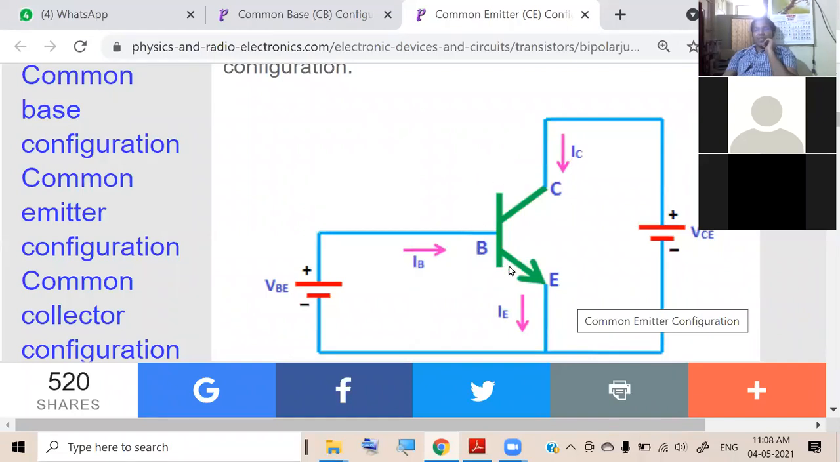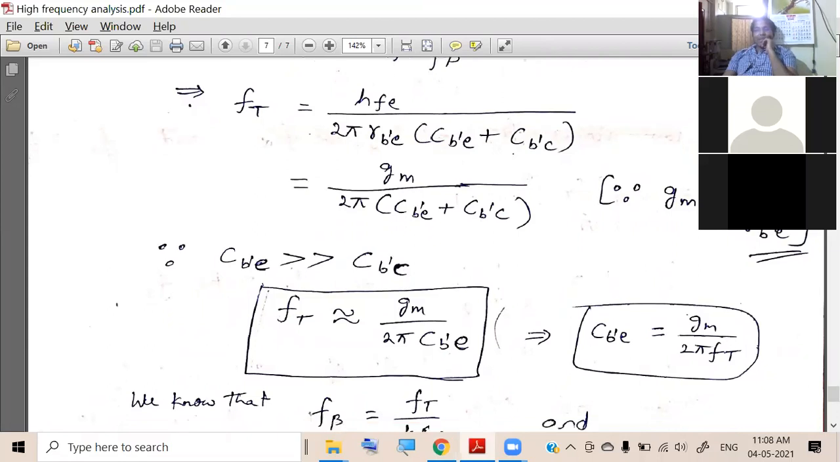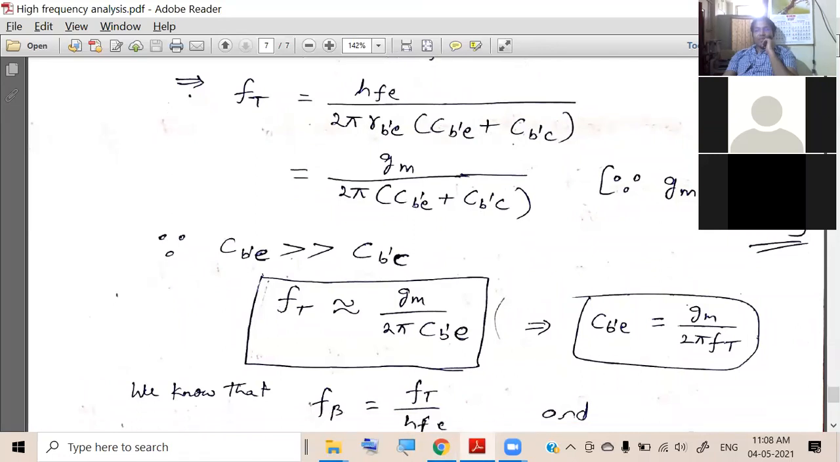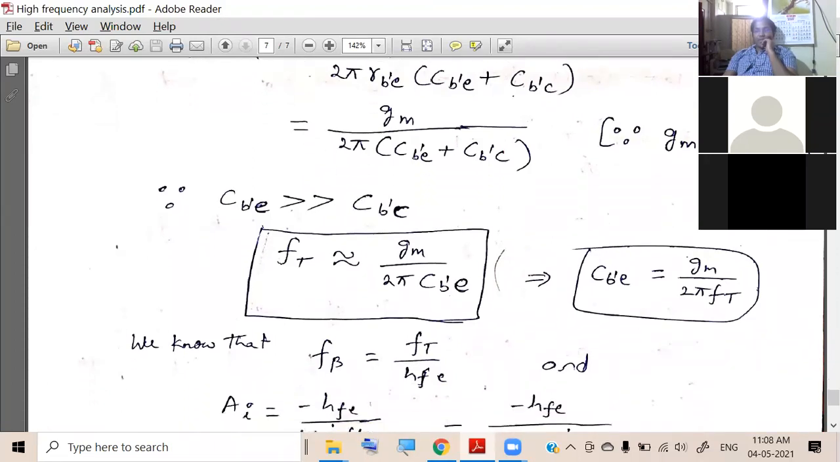So usually the base to emitter capacitance is much greater than the base to collector capacitance. Then we can neglect this term, and we can write Ft is nearly equal to Gm by 2π Cb'e. Rearranging, cross multiply, we can write Cb'e equals Gm by 2π Ft.